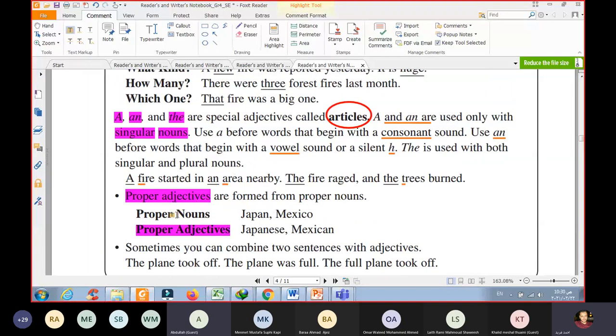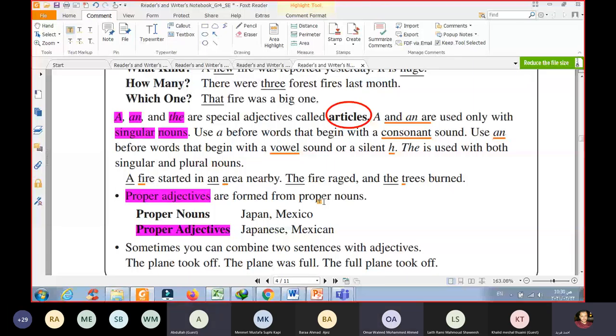Again, I'm going to say the proper adjective again. Who can make a proper adjective from Saudi Arabia? Harriet, say it, no problem, without permission. What is the proper adjective from Saudi Arabia? Saudi. Yeah, Saudi. Okay, what is the proper adjective from the United States of America? American. Excellent.